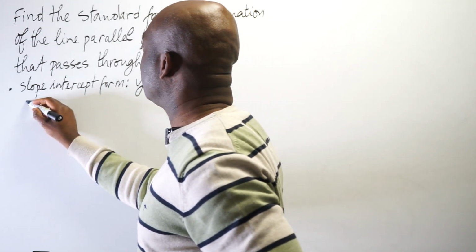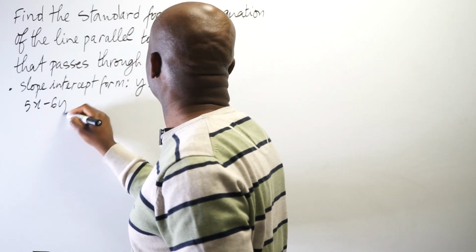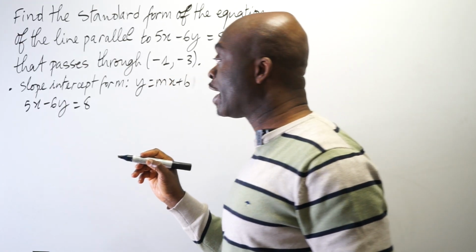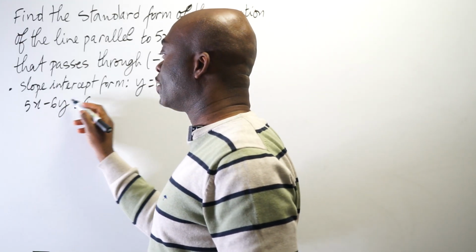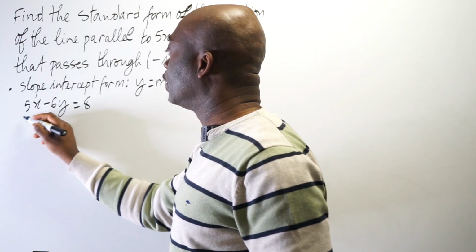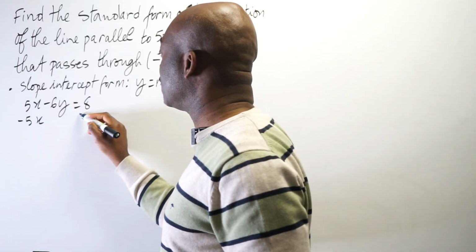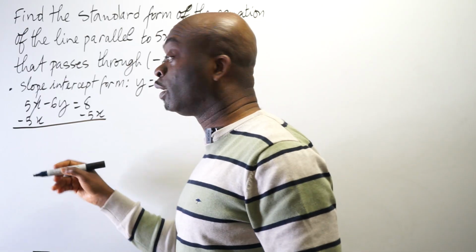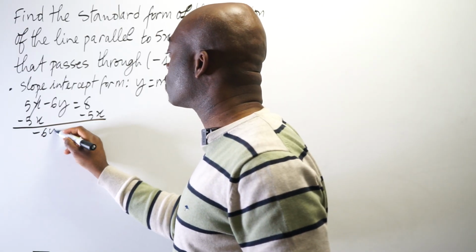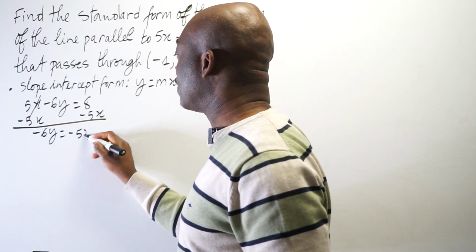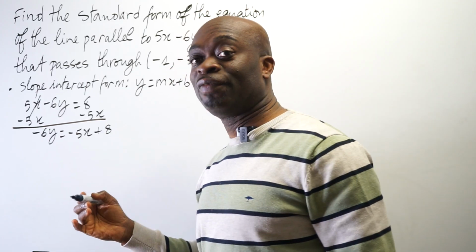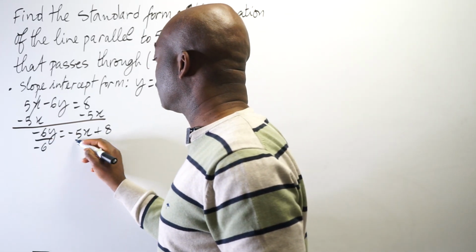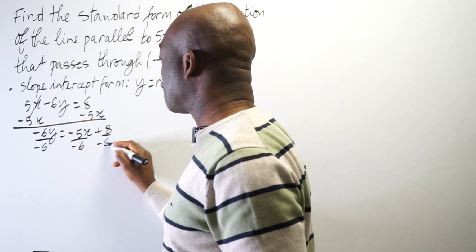So we have 5x minus 6y equals 8. We're going to rewrite this one, which means we're going to leave y by itself, right? To do that, we can subtract 5x from both sides, because we want to leave y alone. So we have -6y equals -5x plus 8. And then we divide everybody by -6. All right? So -6 across.